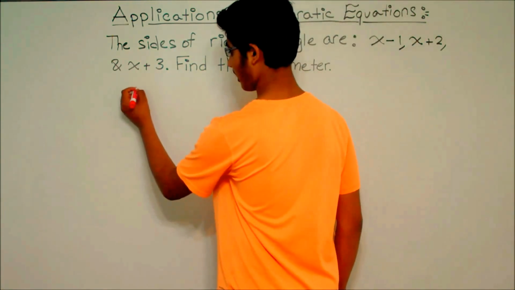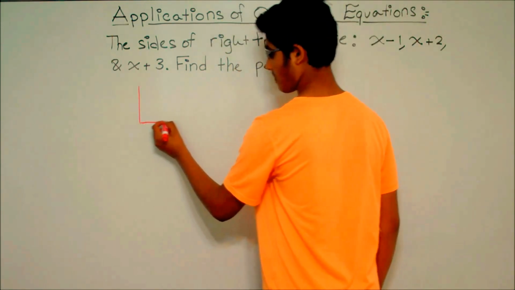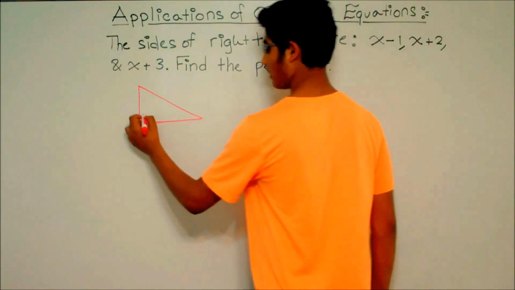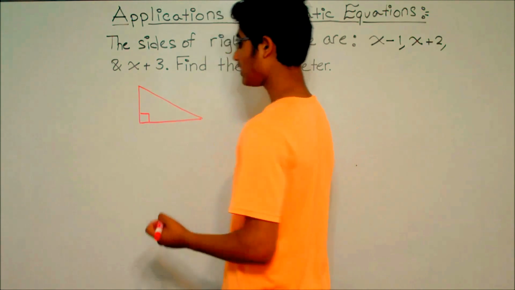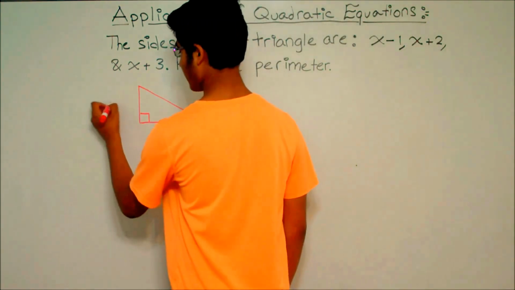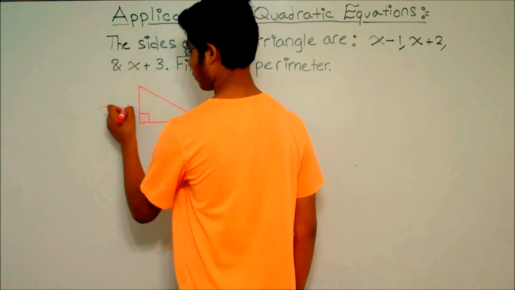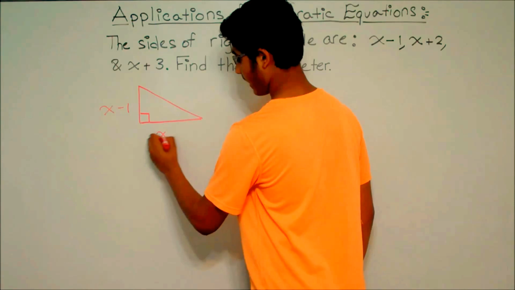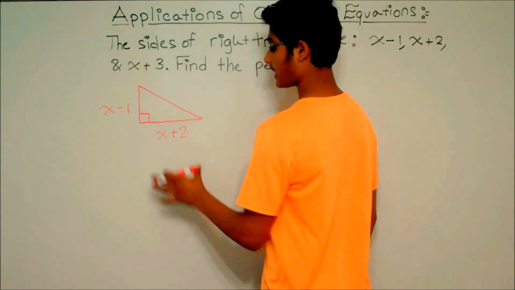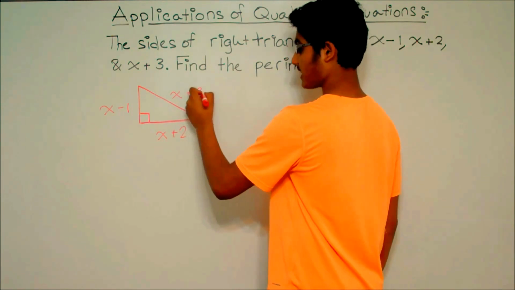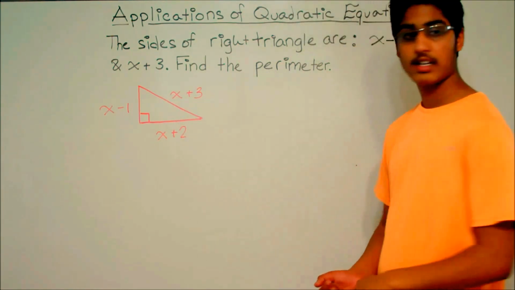So we have a right triangle like this. It's a right triangle, and we know that because the lengths of a shape are always positive, this would become x minus 1 because it's the smallest side. This would become x plus 2 because it's the second smallest side, and this one would be x plus 3 because the hypotenuse is always the largest side.